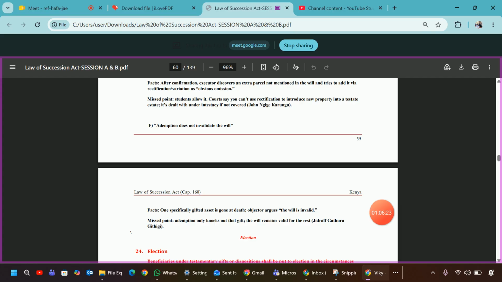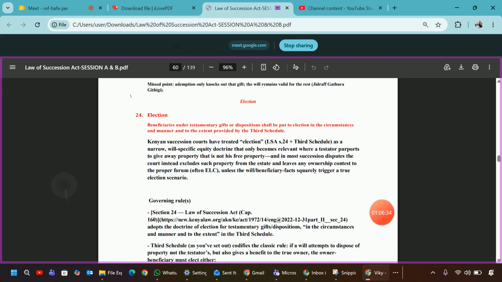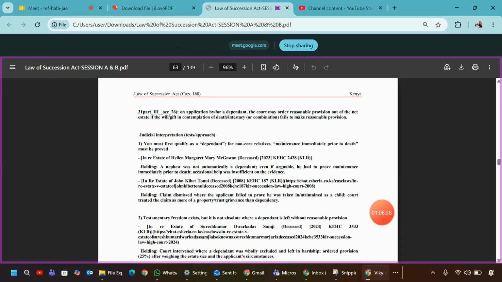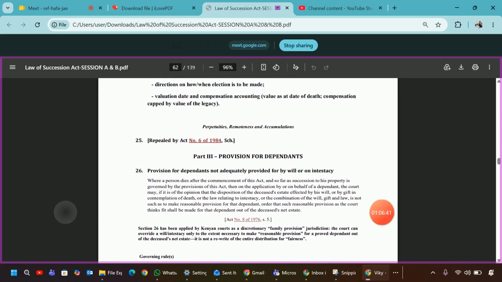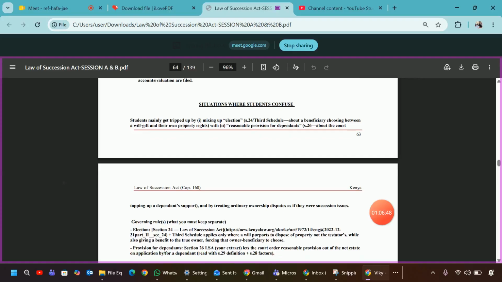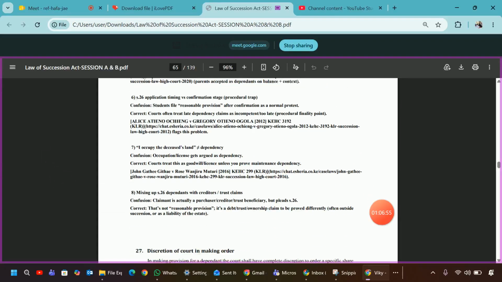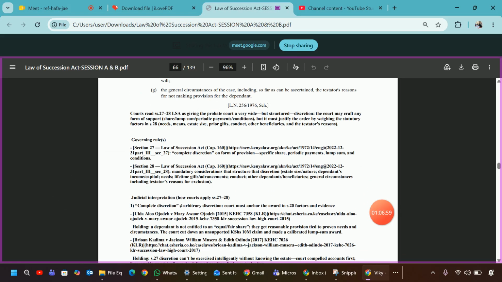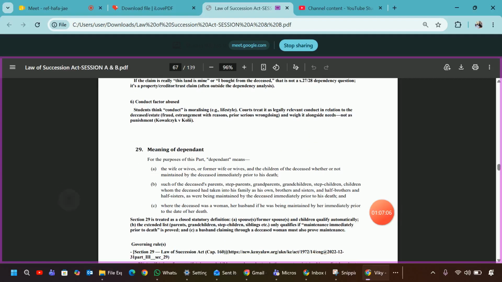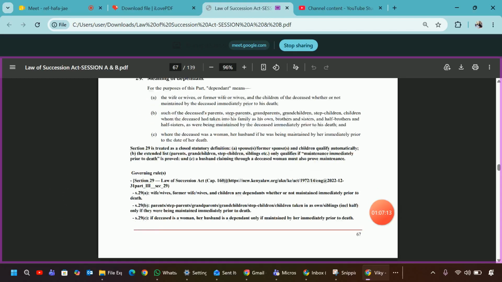So up to this point, I end the third session, and we will resume pursuant to section 24 and analyze all the way to provisions for dependents. We will also see situations where students get confused when it comes to provisions for dependents. I've also incorporated some decisions. We'll also see interpretation of sections 27 to 28, and look at who exactly is a dependent. This is a very confusing part.